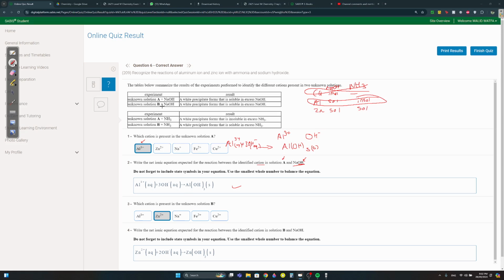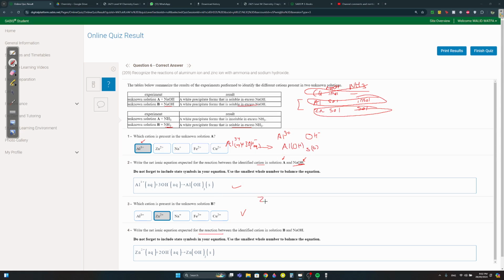Which cation is present now in B? Let's see B. When they added sodium hydroxide, NaOH, it was soluble. So we can go back to this table here. It's one of these two. Then when they added ammonia, it was also soluble. So meaning it's zinc, right? Zn2 plus.